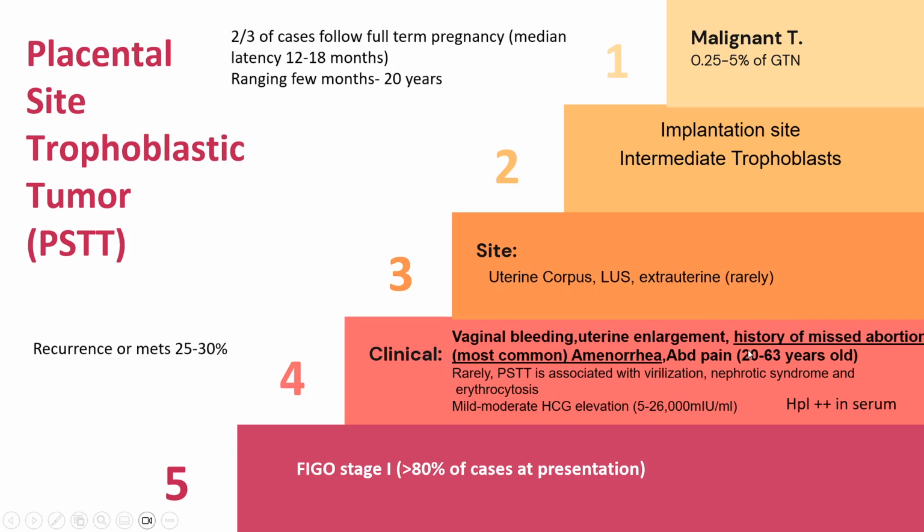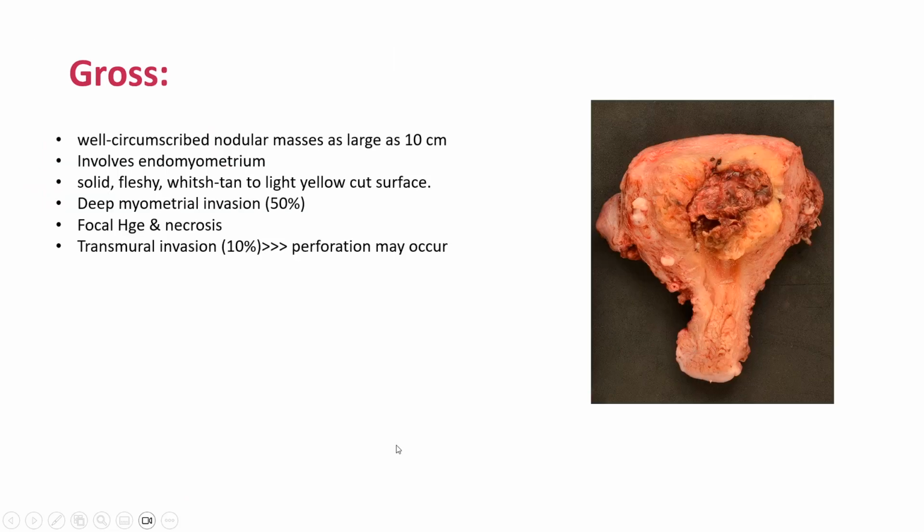Most of the cases complain of history of missed abortion, amenorrhea, some with vaginal bleeding, uterine enlargement, and abdominal pain. Rare cases are seen with virilization, nephrotic syndrome, and erythrocytosis. Their HCG is mild to moderate. They have elevated HPL in the serum, by the way. Most of them present early within a FIGO stage 1.